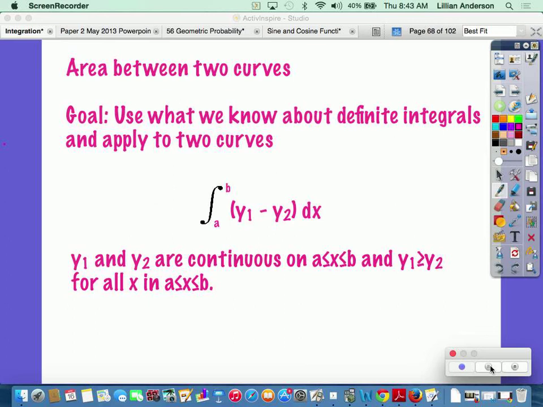In order to figure out the area between the two, you're going to probably have to do a quick sketch of them, because in order to determine which function goes first and which function comes second, you have to see which curve is on the top and which curve is on the bottom. The curve on the top, you'll plug in for y1, the curve on the bottom, you plug in for y2, and then you'll subtract it.